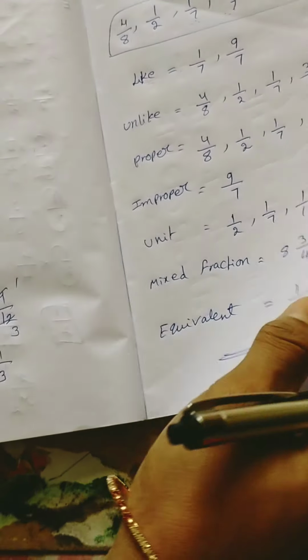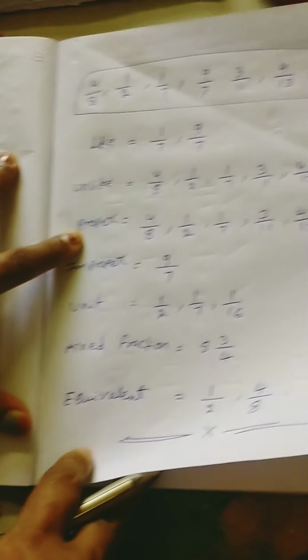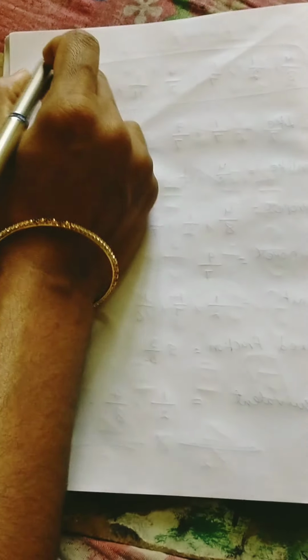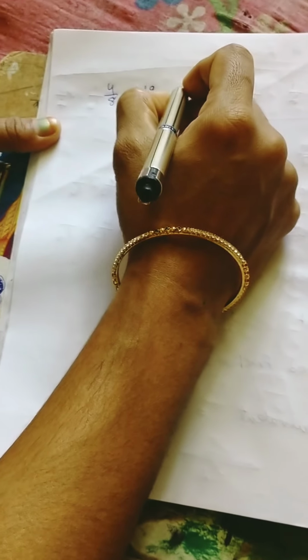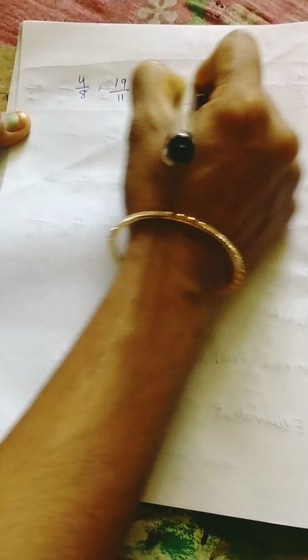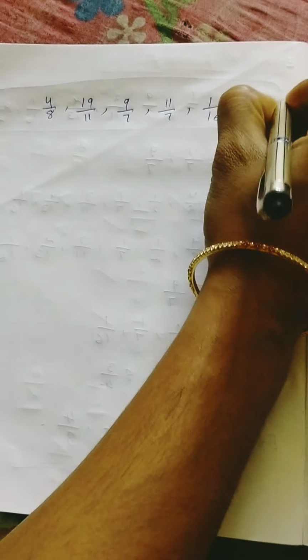I will give some other fractions and you identify what are like fractions, what are unlike fractions, what are proper fractions. Okay. And send me the message in the comment box. I will check the answers and I will message you. I will give some fractions and in this you have to identify the proper fractions, unlike fractions, improper fractions. Okay, find all those, children.